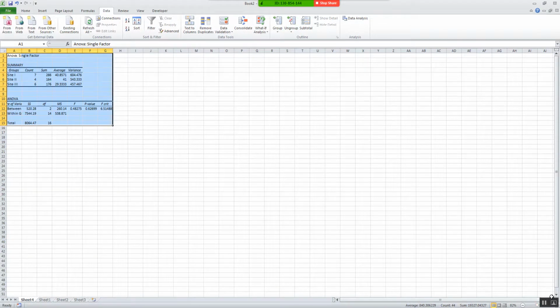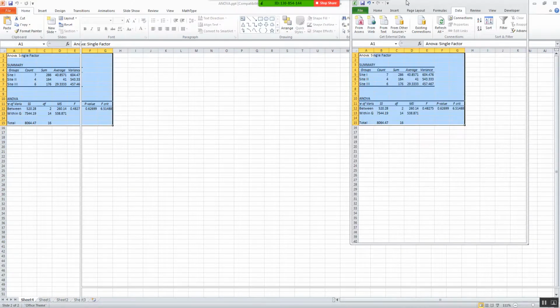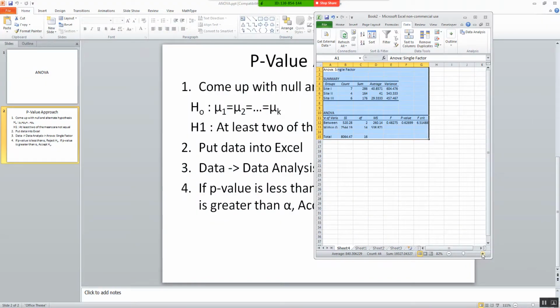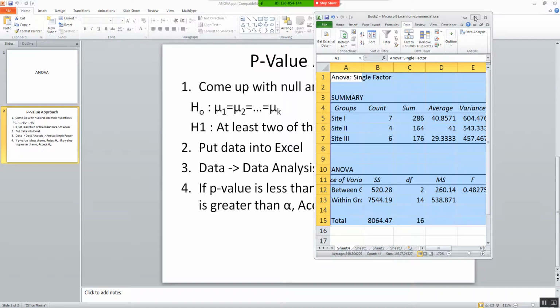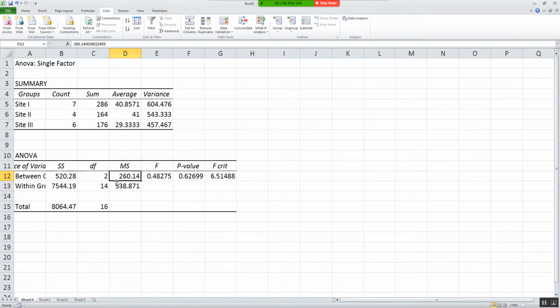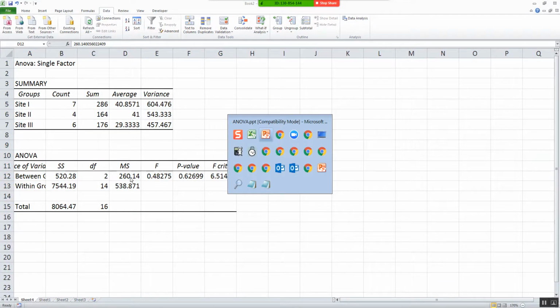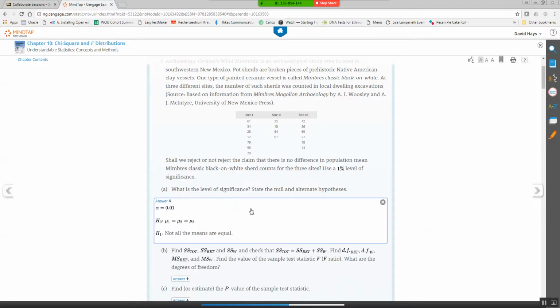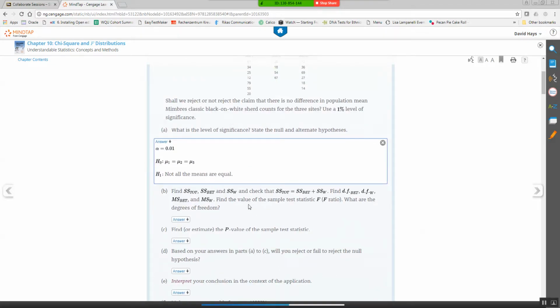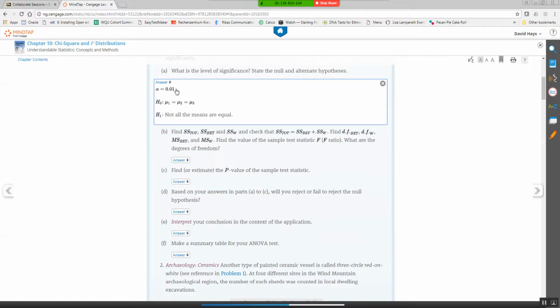Now let me make that a little bit bigger. There we go. Here's our alpha is equal to 0.01. Here's what I said. H naught, mu of 1 is equal to mu of 2 is equal to mu of 3. And not all the means are equal. At least 2 are different.